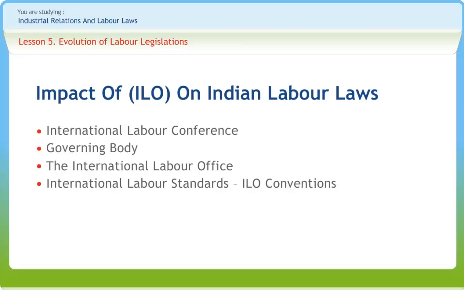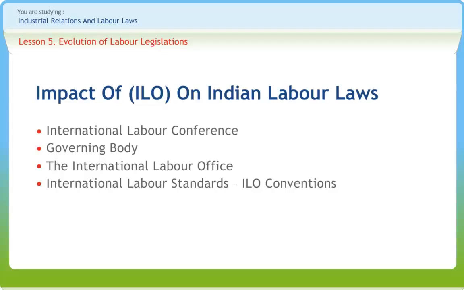Today, the governing body is the executive of the International Labour Office. It meets 3 times a year in March, June, and November. It takes decisions on ILO policy, decides the agenda of the International Labour Conference, adopts the draft program and budget of the organization for submission to the conference, and elects the Director General.